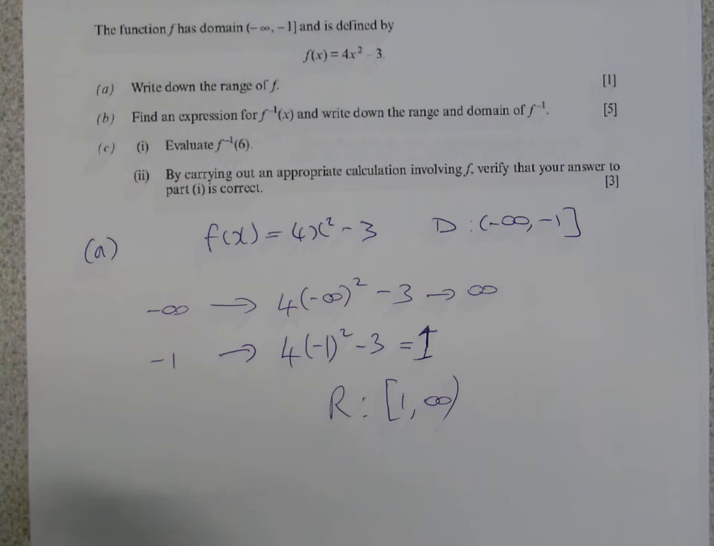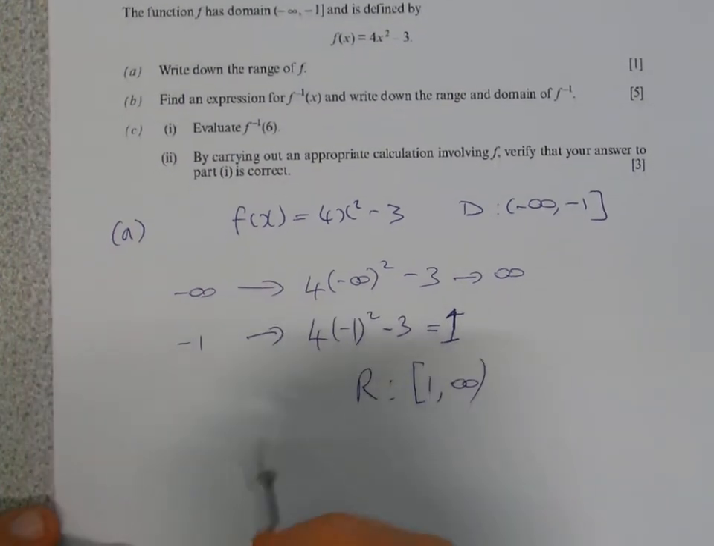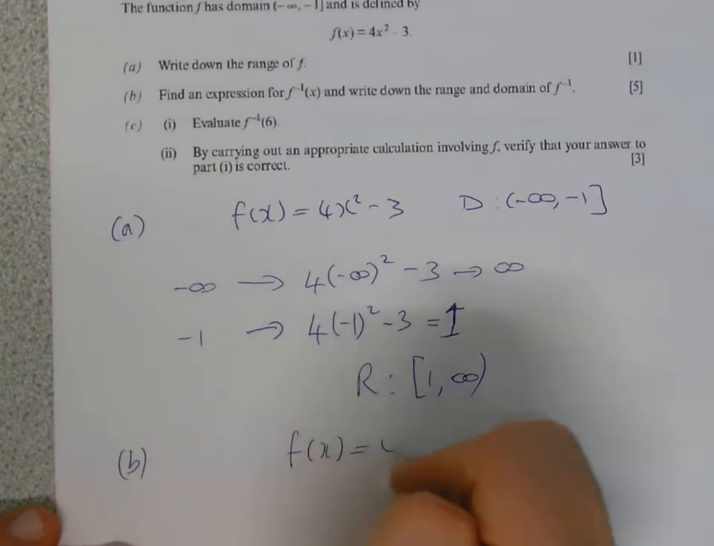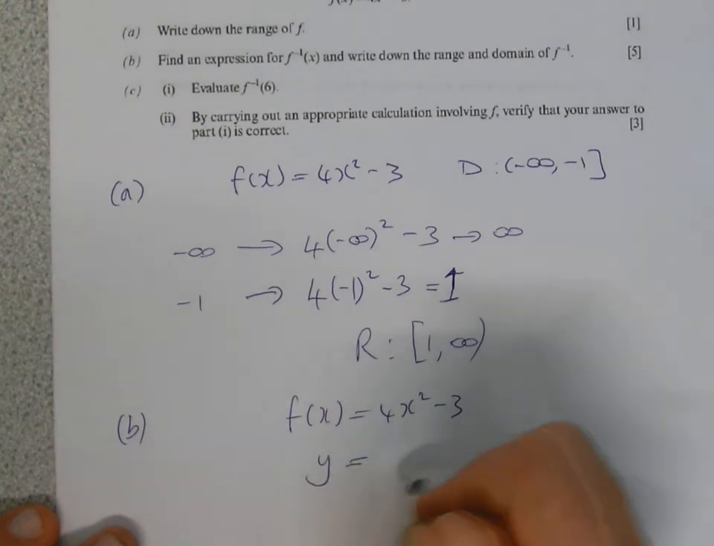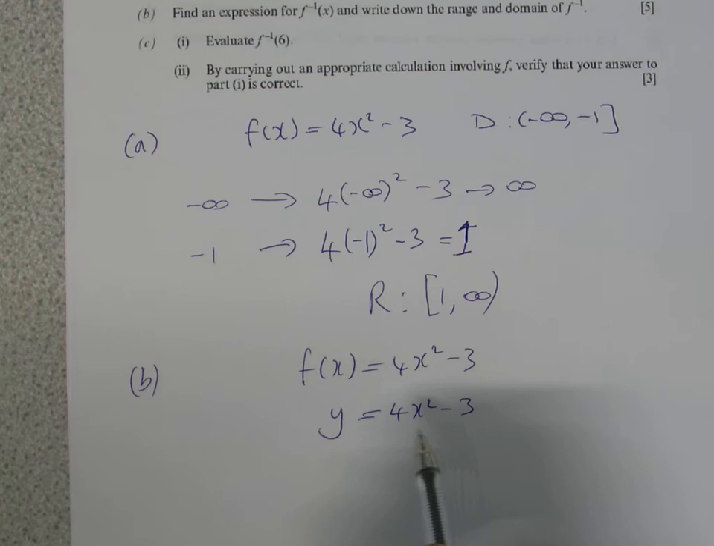Part B, find an expression for the inverse function of f and write down the range and domain of f to the minus 1. Okay, so if f of x is equal to 4x squared minus 3, all right, well then you write this as y equals 4x squared minus 3. Okay, you always write it in terms of y. And to get the inverse function, you need to get it so that you have it in terms of x. So you have x in terms of y. So you have x equals.